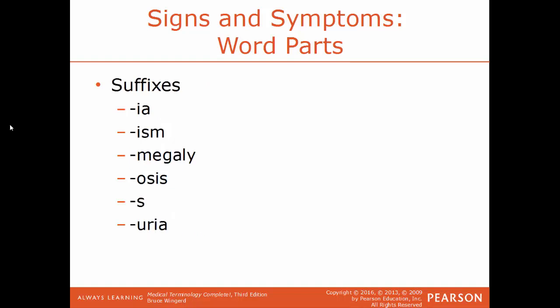Some common suffixes you'll see. IA is a condition. Ism is a condition or a process. Megaly is the abnormal enlargement. Osis is an abnormal condition. S is a suffix that would make many terms plural. And urea is a reference to urination or the condition of urine.